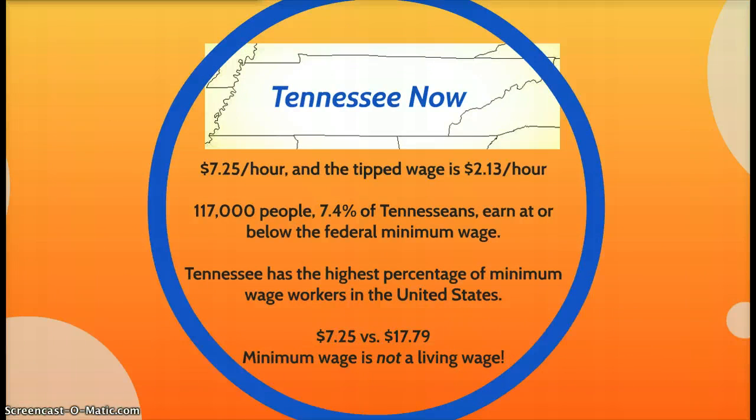In Tennessee, there is currently no state minimum wage law. Therefore, eligible employees are entitled to either the federal minimum wage at $7.25 an hour or the tipped wage at $2.13 an hour. Currently, this means that 117,000 people, or 7.4% of Tennessee's population, earn right at or below the federal minimum wage. Additionally, this also means that Tennessee has the highest percentage of minimum wage workers in the United States.